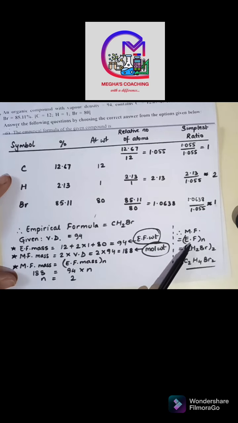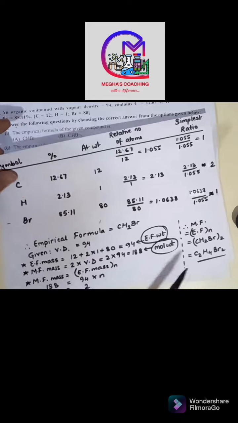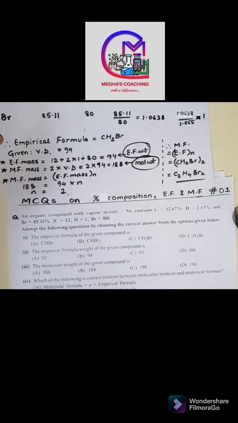So what was the empirical formula? CH2Br, and whole N means whole twice because N I got 2. So C2, H2 into 2 is 4, and Br is 2. C2H4Br2, this is the compound. This is the molecular formula. Okay, so now let's begin the MCQs based on this. Since we have already worked it out, it shouldn't be a problem.